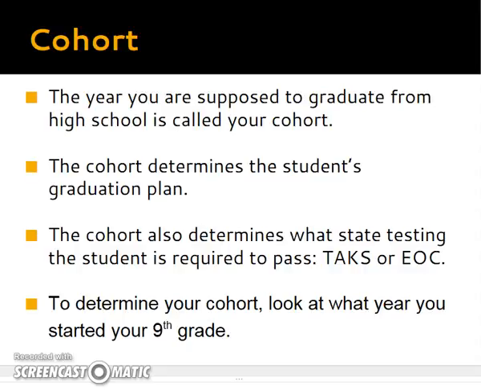Before we can look closer at the graduation plans, we need to understand what a cohort is. The year you are supposed to graduate from high school is called your cohort. The cohort determines the student's graduation plan. The cohort also determines what state testing the student is required to pass, either the TAKS test or the EOC exams. To determine your cohort, look at what year you started your 9th grade.